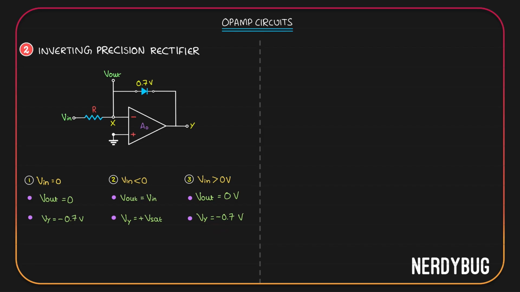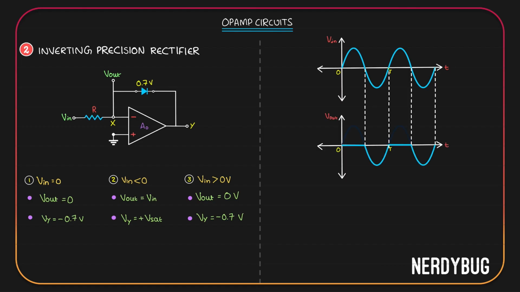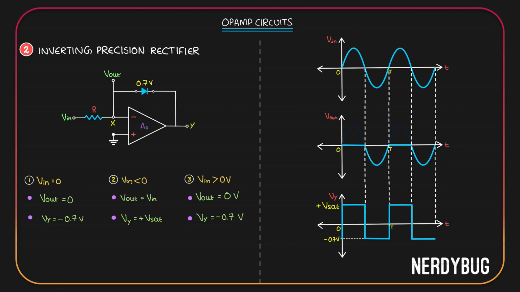Let's take a sinusoidal input signal and plot the output. It will look like this. We have all the negative half cycles and none of the positive half cycles. Let us also plot Vy. It will look like this. For negative half cycles, it is negative 0.7 volt. For positive half cycles, it is the upper saturation voltage.